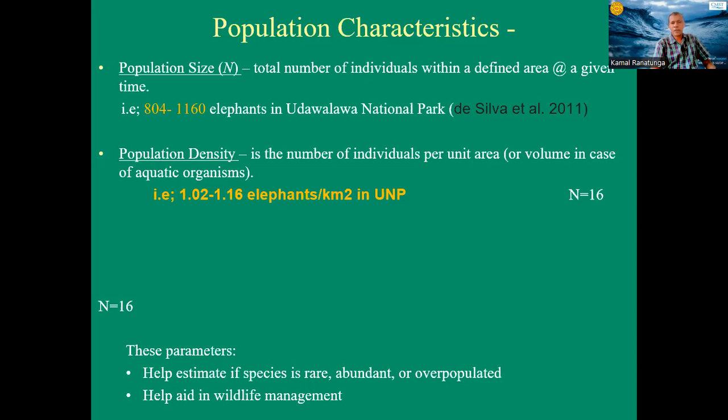That number has to be considered with the area. Where do they have this population, and in what time frame? I have given here an example: the elephant population in Uddavalava National Park. That number is here, in a particular year, 2011. The other parameter is population density: how many individuals per unit area? This is very important, just to see how spatially distributed they are.